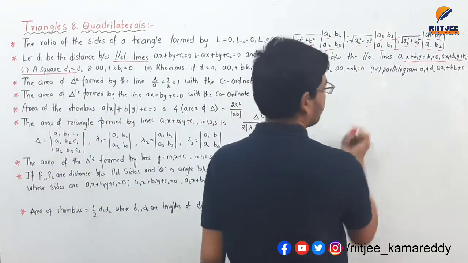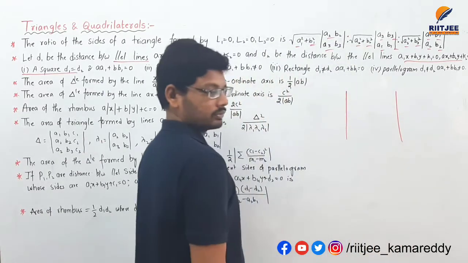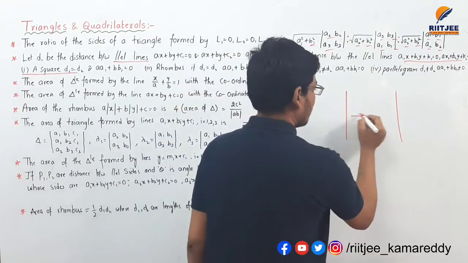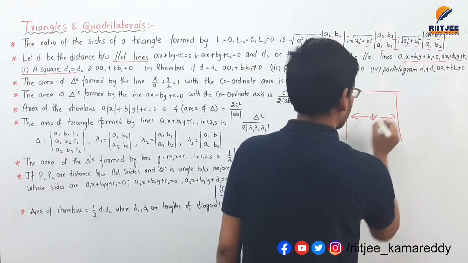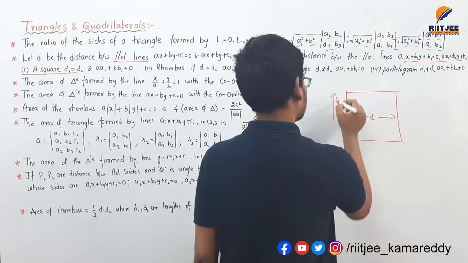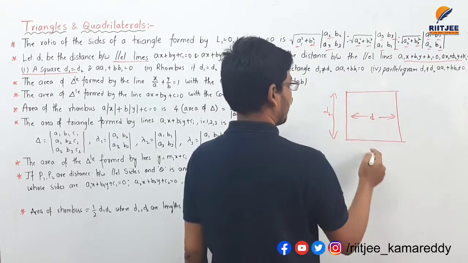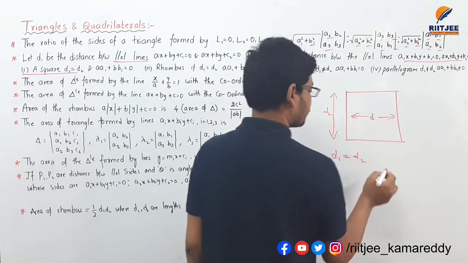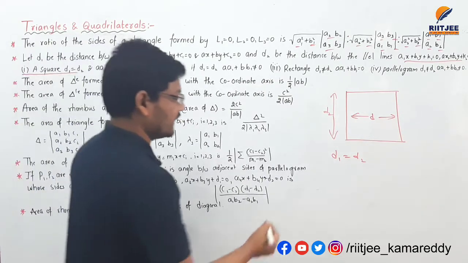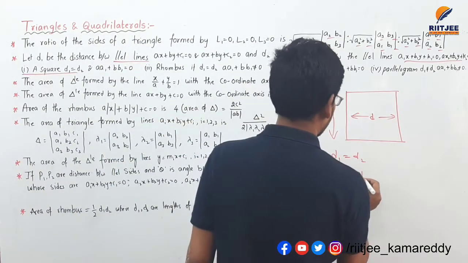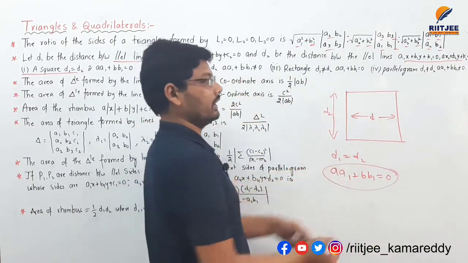For example, I am taking two parallel lines. This is one set of parallel lines. This is d1, and I am taking one more set of parallel lines. This is d2. The distance between these two parallel lines and these two parallel lines is equal, d1 is equal to d2. And then the condition should satisfy a1 plus b1 is equal to 0. Then it is said to be a square.